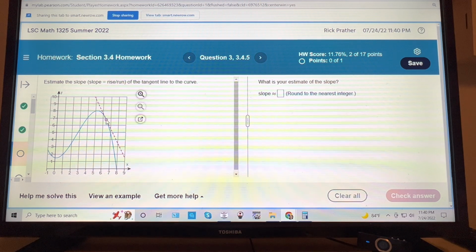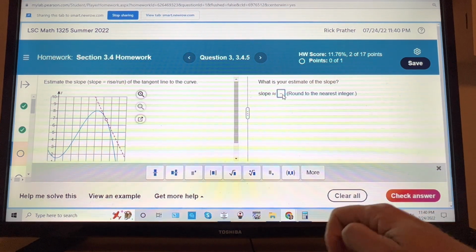Okay, so is there any exact spot? It doesn't seem like it goes through anything exactly. So this is really a rough estimate. Maybe they're going to be lenient on us. But if I go down 1, it's not even over 1. How about down 2, over 1, roughly. So maybe -2, round to the nearest integer.